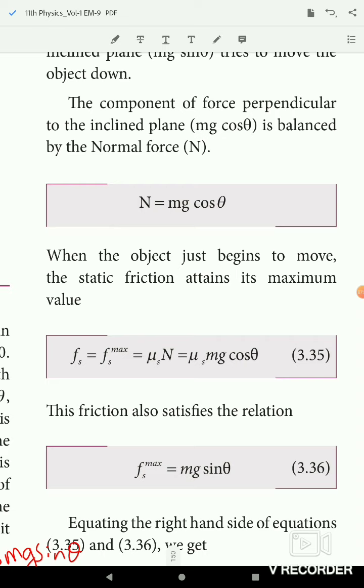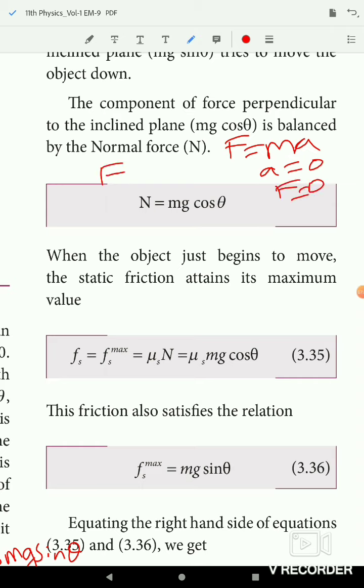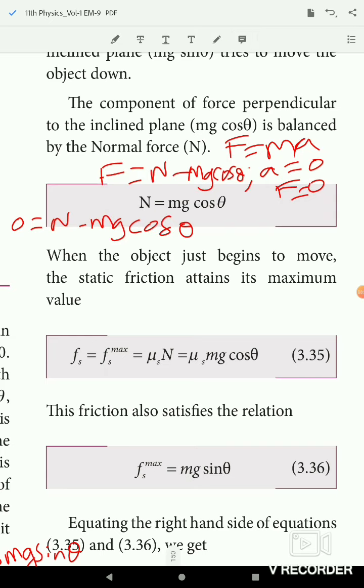You already know, according to Newton's second law, F equals ma. Here a becomes 0, so F equals 0. The net force acting on the body is F equal to N minus mg cos theta. So equate this to 0: 0 equals N minus mg cos theta. You get N equal to mg cos theta.